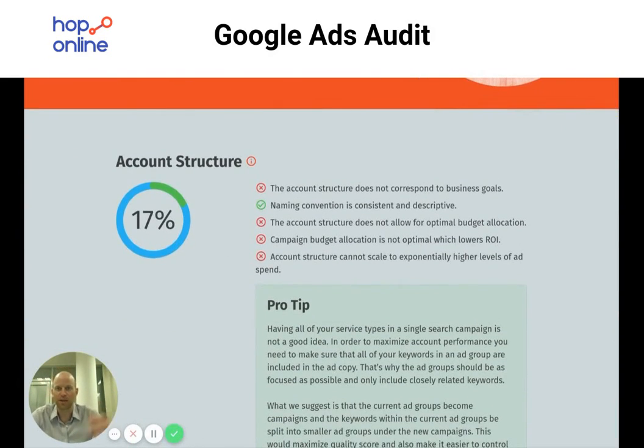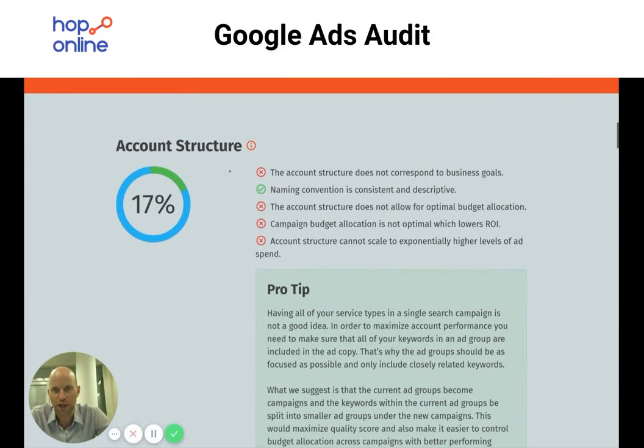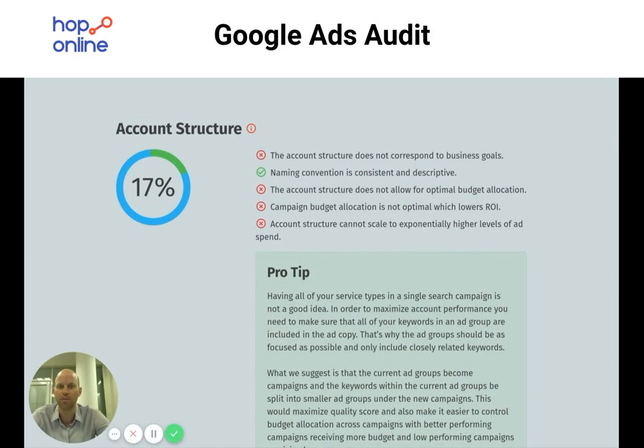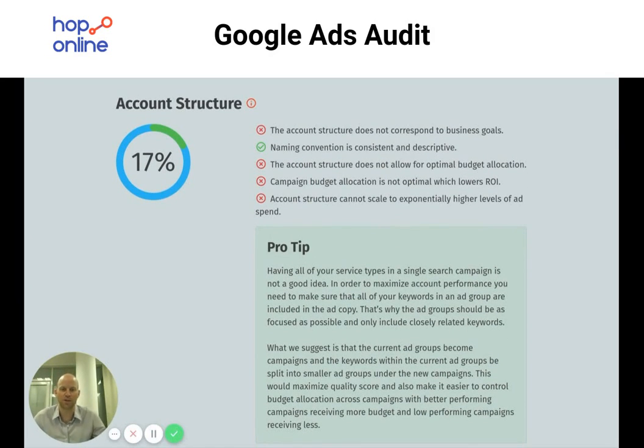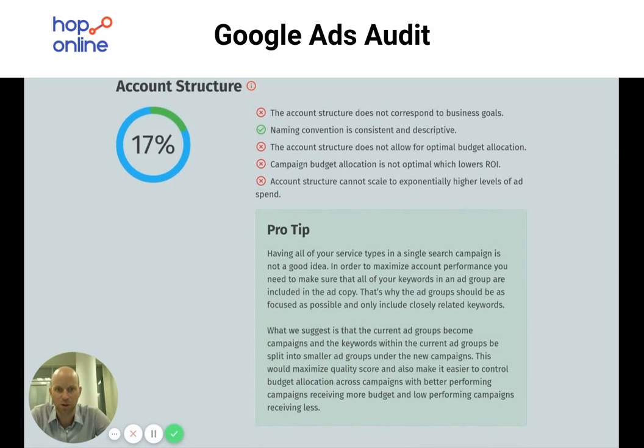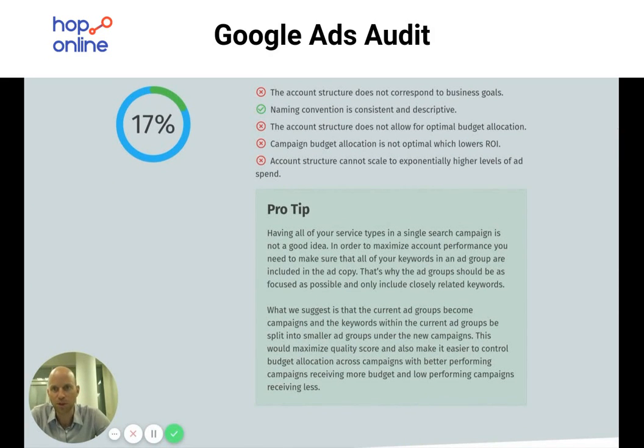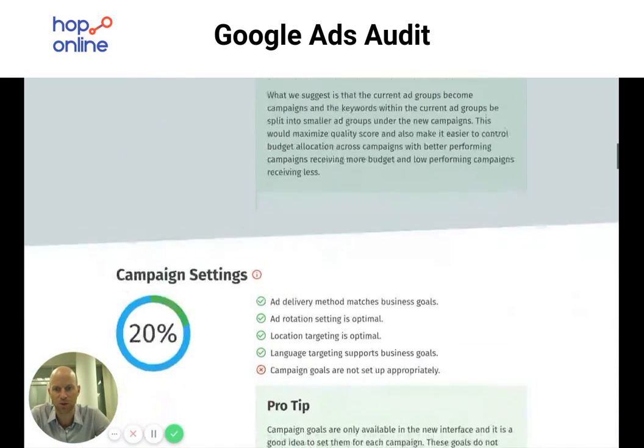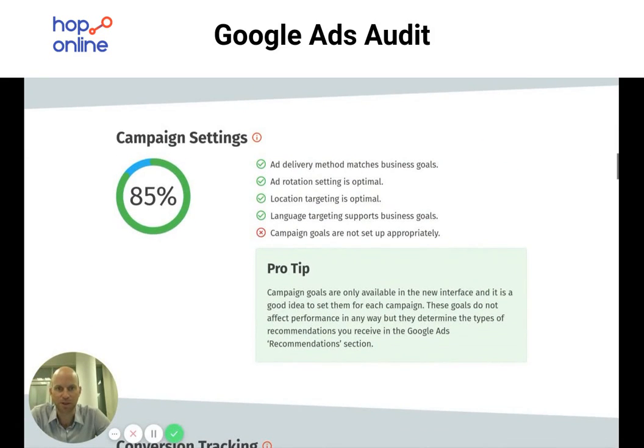And then we have the different categories. The first is account structure, and you can see here we have 5 different unique checks that we make, and we assign either a pass or a fail to each of these checks. And then we have this so-called pro tip, where our expert is describing what are the things that we found as most problematic and what the client should do to fix those issues. So account structure is the first category. Then we have campaign settings.